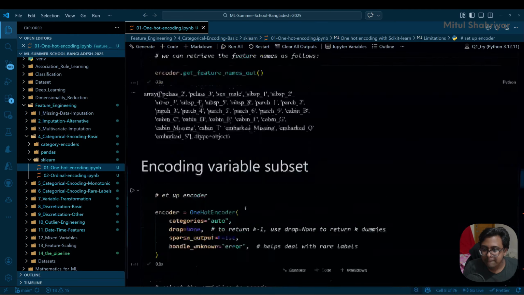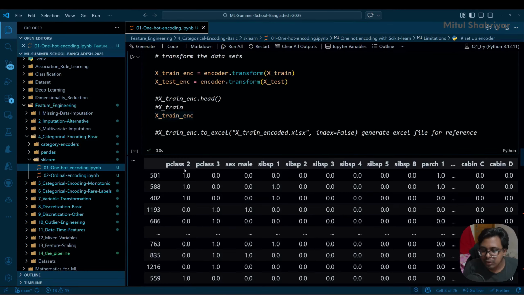Did it work? Now let's move into here. You can see now this P class only has 2 columns, 2 and 3. That's it. For sex male, it is only 1 column. Now, how? If the person is male, it should be 1. If it is not, it should be 0. That's it. So that means it is optimized now.